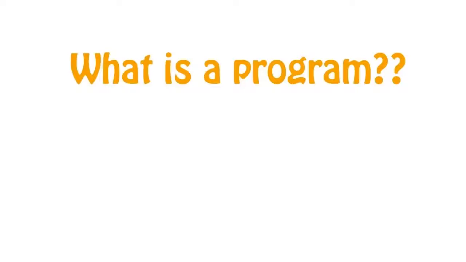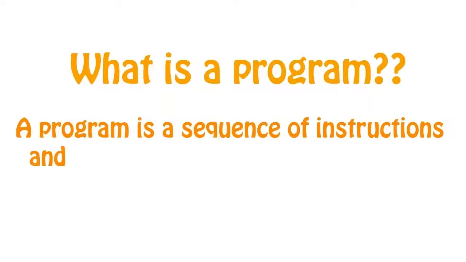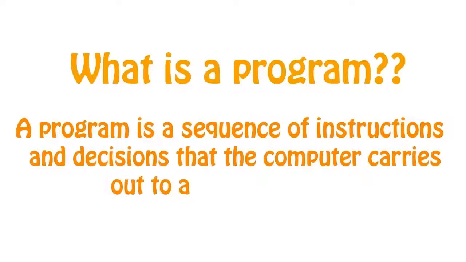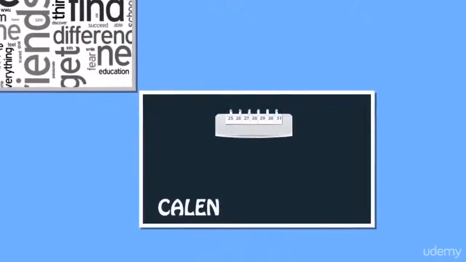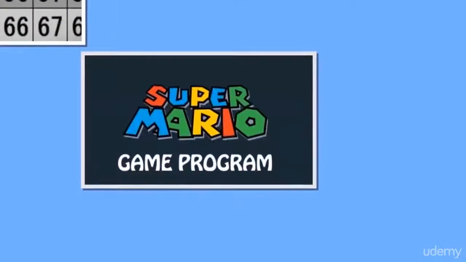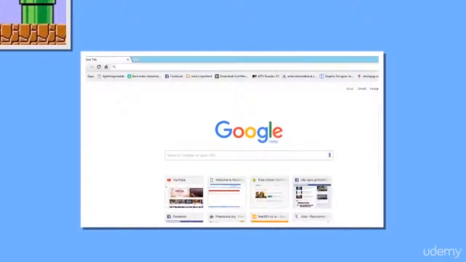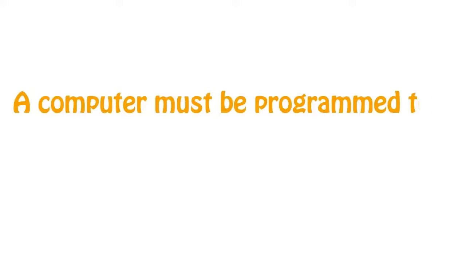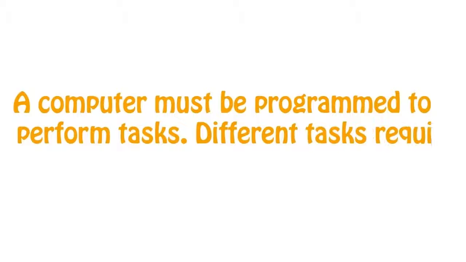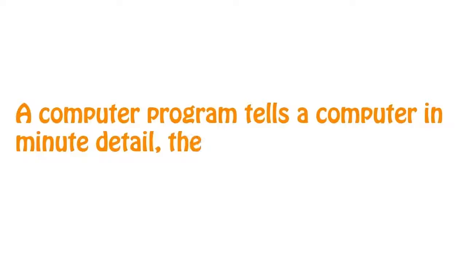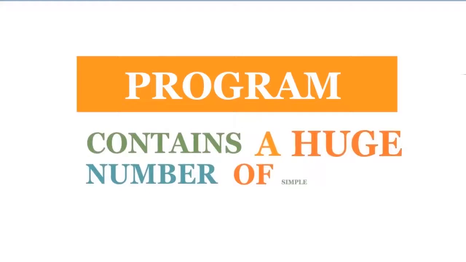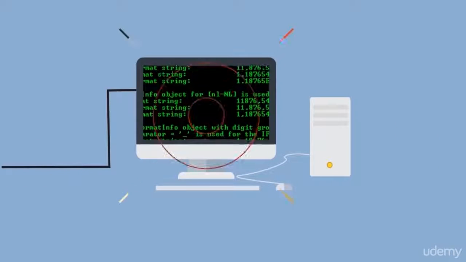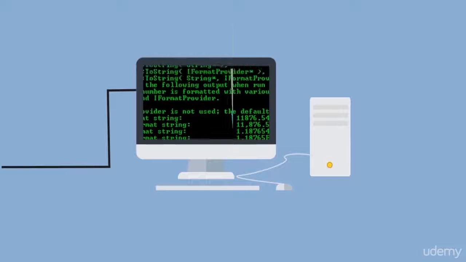What is a program? A program is a sequence of instructions and decisions that the computer carries out to achieve a task. A word program processes words, a calendar program processes dates, a game program plays games, a browser opens a website. A computer must be programmed to perform tasks. Different tasks require different programs. A computer program tells a computer in minute detail the sequence of steps that are needed to complete a task. A program contains a huge number of simple operations, and the computer executes those operations at a very high speed.